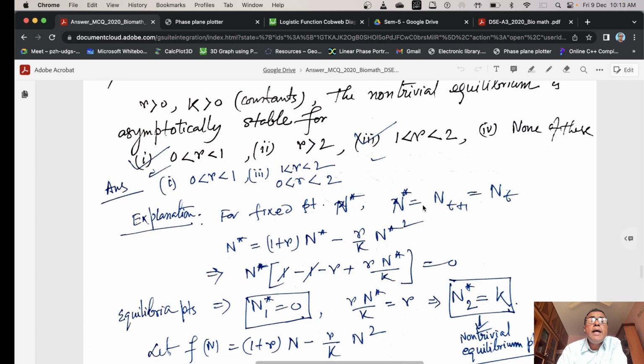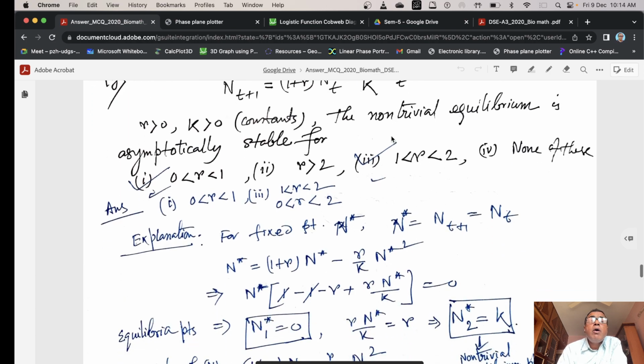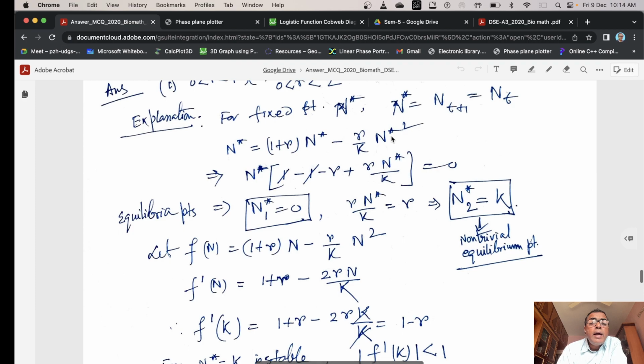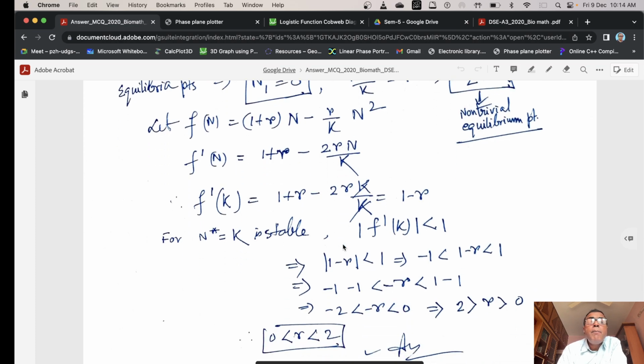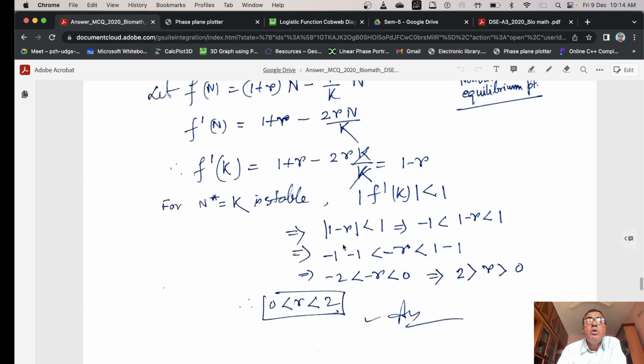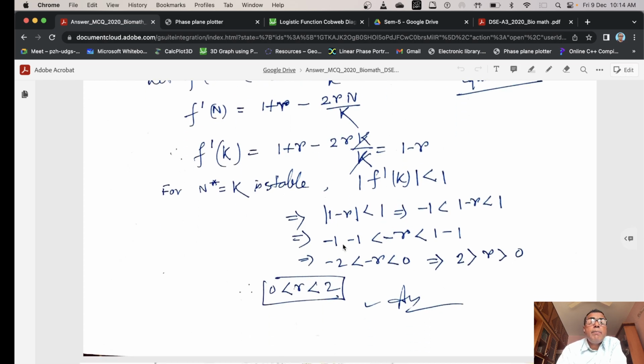Now let N(t plus 1) equal f(N(t)). So this right-hand expression is called f(N(t)). Omitting t, f(N) equals 1 plus r N minus r by K into N squared. Differentiating with respect to N, f dash N equals 1 plus r minus 2 r N by K. And we find f dash N at the non-trivial equilibrium point K. So f dash K equals 1 plus r minus 2r, which is equal to 1 minus r.